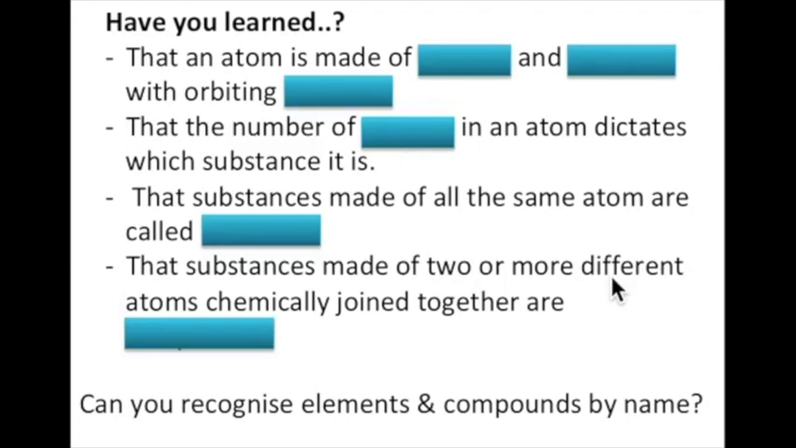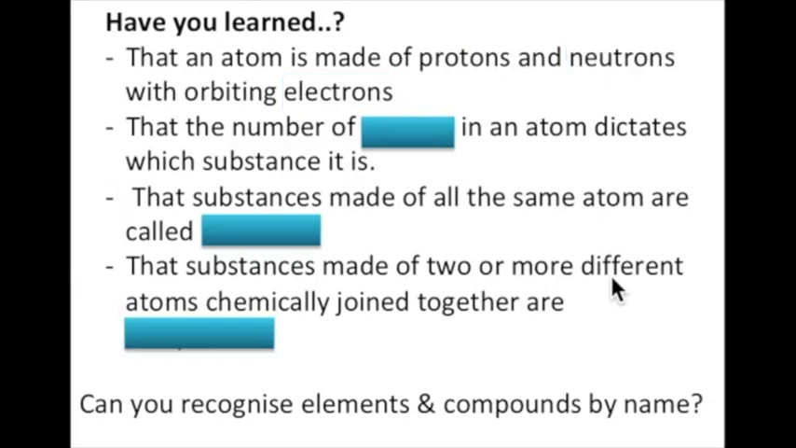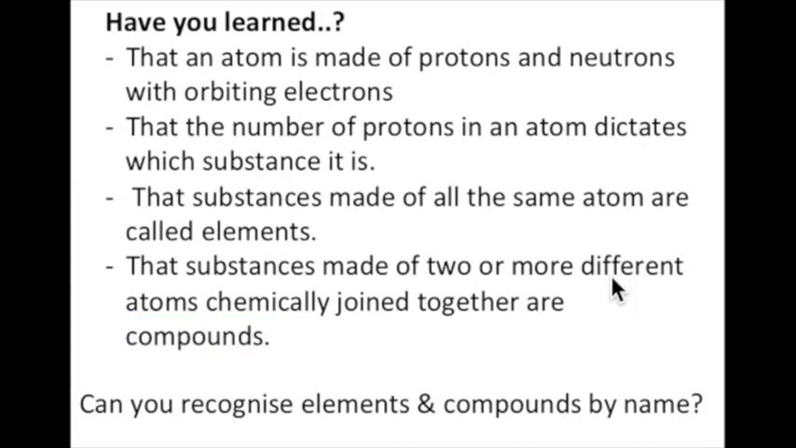So an atom is made of protons and neutrons with orbiting electrons. I wanted you to know that the number of protons is what matters, because there are people at GCSE still writing in their exam that it's electrons, but it's not, because electrons can pop on and off atoms easily. It's the protons that tell you what substance it is. Substances made of all the same atom are called elements. And things made of two or more different atoms joined together are compounds.